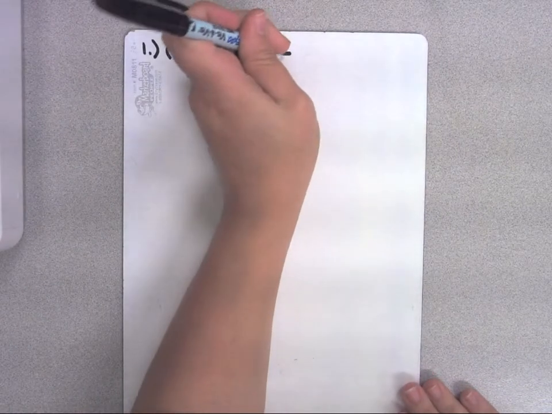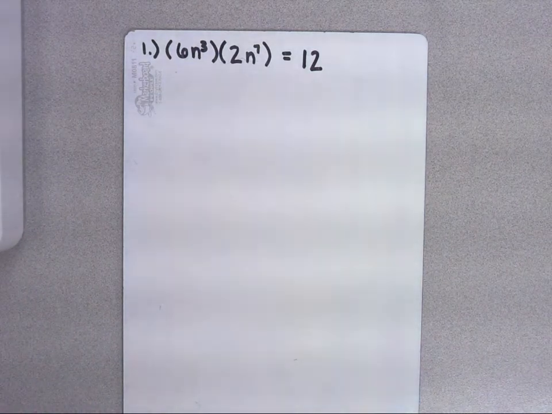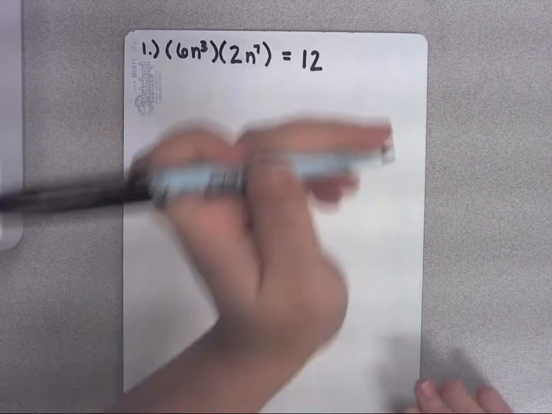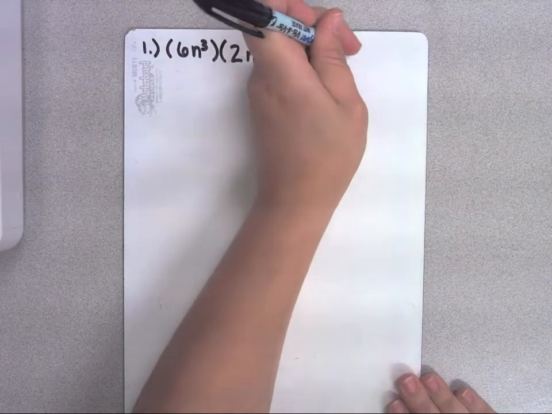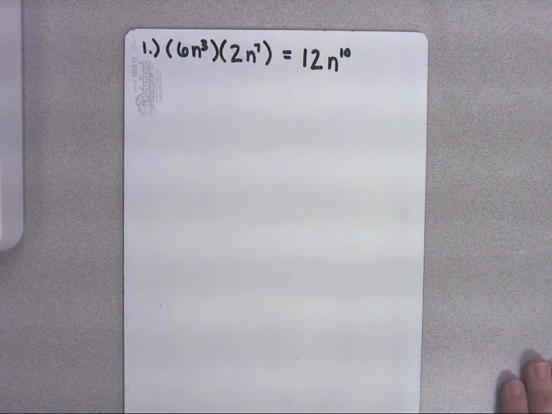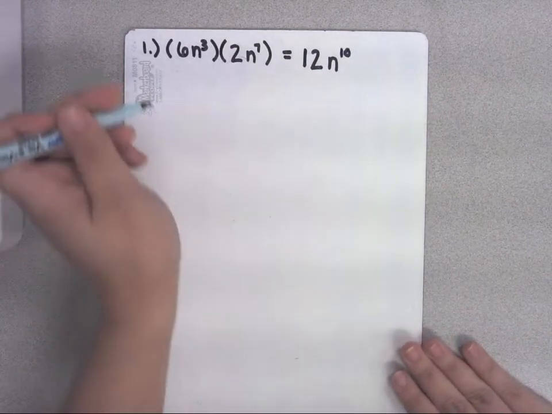Ty, what do I get? Okay, 12, that's easy. My variables are technically also multiplying, right? But what do we do with their exponents? We add them. So Chloe, what's my answer? 12n to the 10th power. Pretty easy.